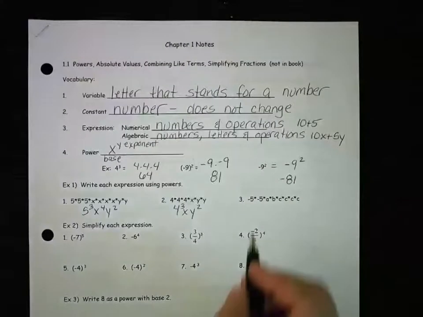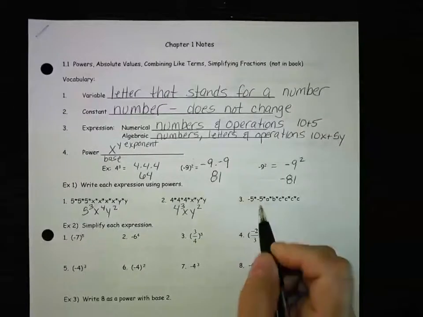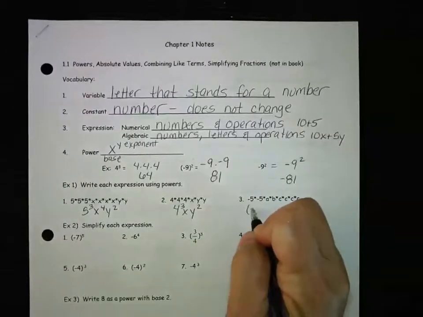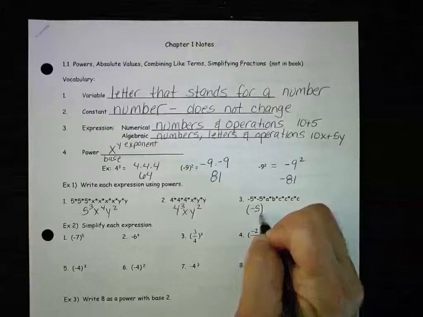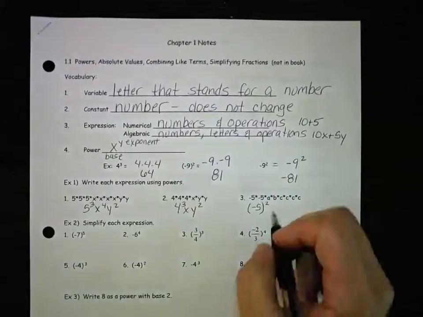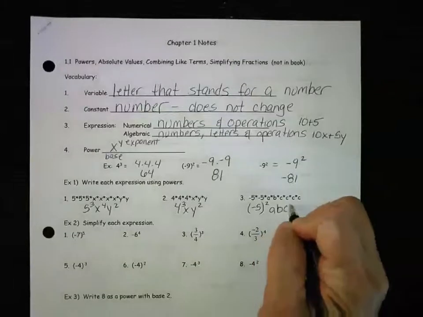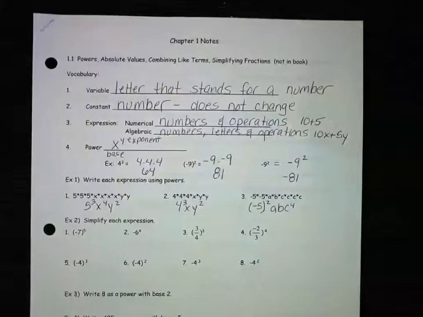And in the last example, -5 times -5, and if you want -5 times -5, you have to put the parentheses around those. There's 1 a, there's 1 b, and then c to the fourth power.